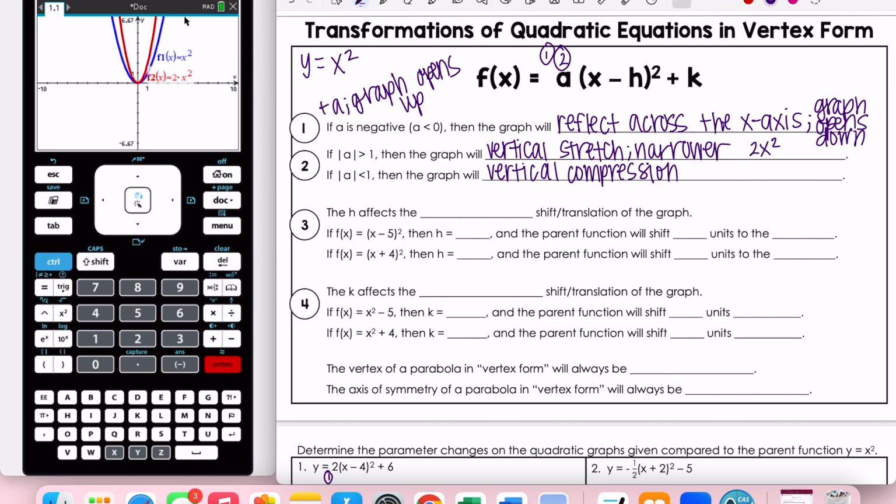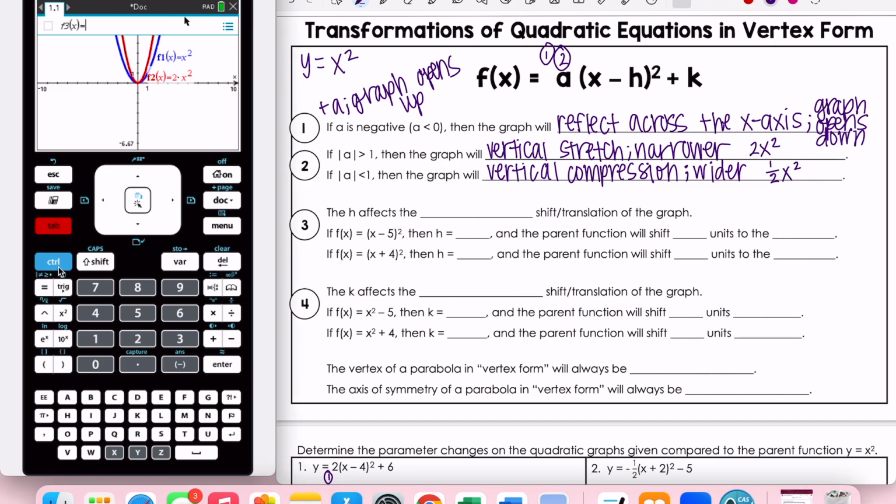And to help me remember what a compression does, I like to think of the fact that it says press in compression, and that helps me remember that I need to press down on something. And when I'm pressing down on something, it's getting wider. So that would be another way to explain a vertical compression, is that your graph is getting wider. So an example of that would be something like 1/2 x squared.